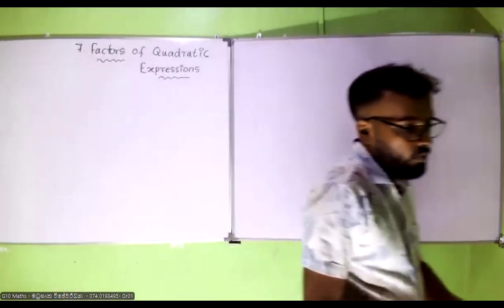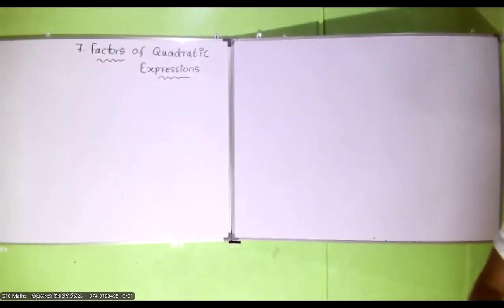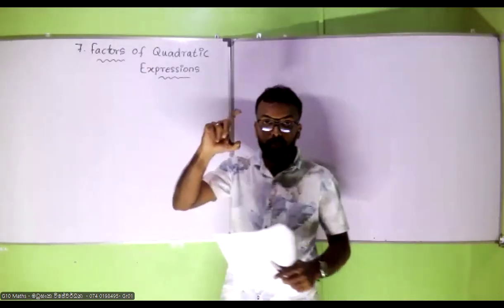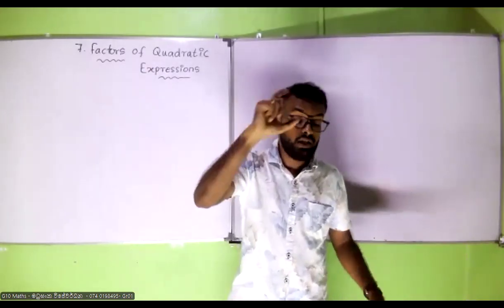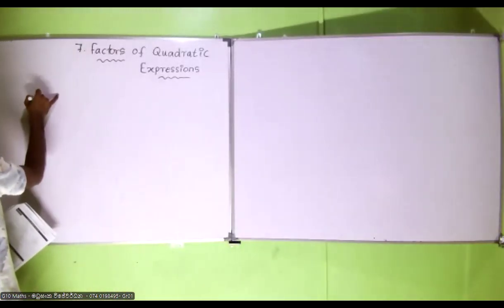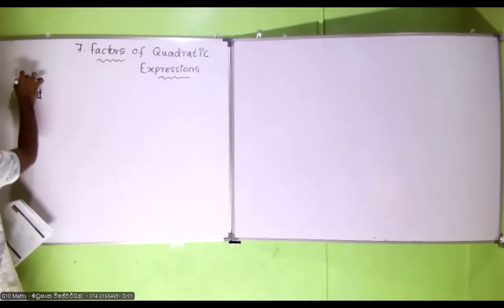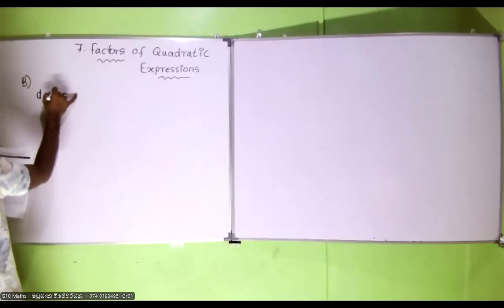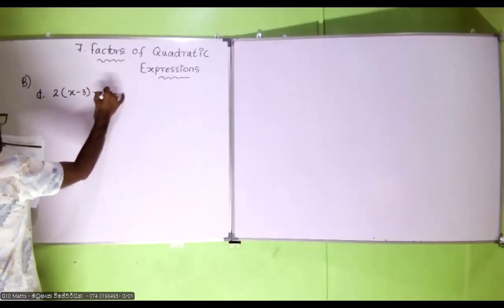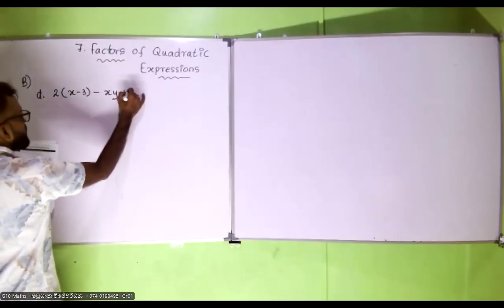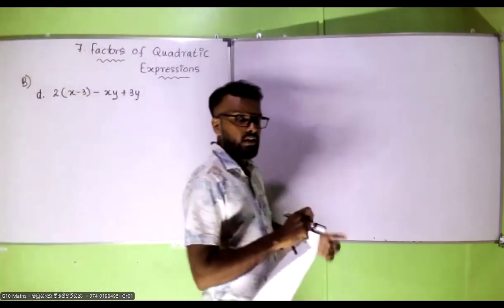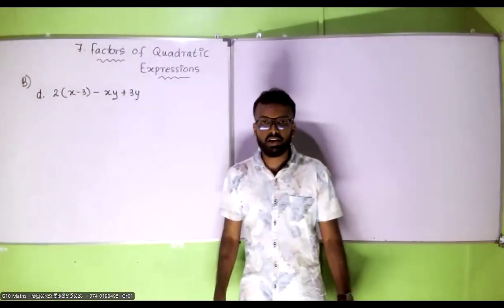Okay. Now, part B. Subpart D. 2 times x minus 3 minus xy plus 3y. What the hell is this? So you have to do the factorization. You have to do the factorization.